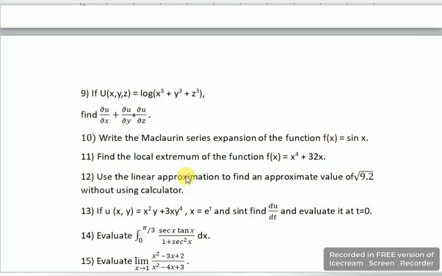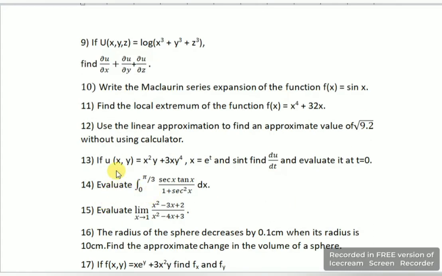Next one, find the local extremum of the function f(x) = x⁴ + 32x. Next one, use the linear approximation to find an approximate value of √9.2 without using a calculator. Next one, if u(x, y) = x²y + 3xy⁴, x = e^t and y = sin t, find du/dt and evaluate it at t = 0.